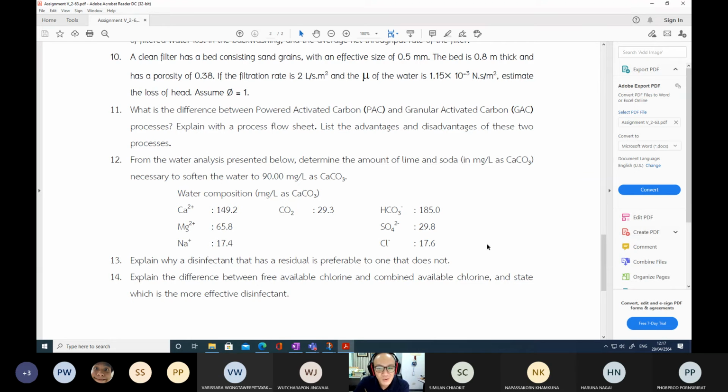These are the water characteristics. Sorry, water compositions expressed in terms of milligrams per liter as calcium carbonate. Suppose it's already in terms of milligram per liter as calcium carbonate. I'm not sure whether this is a mistake or it is like this, milligram per liter as ions or milligram per liter as calcium carbonate.